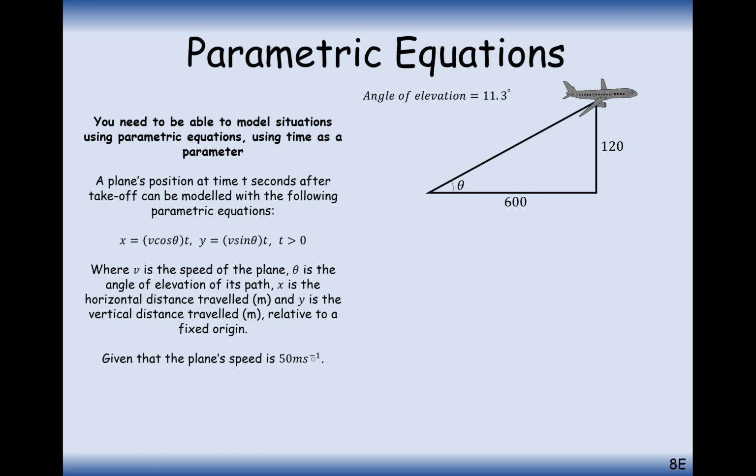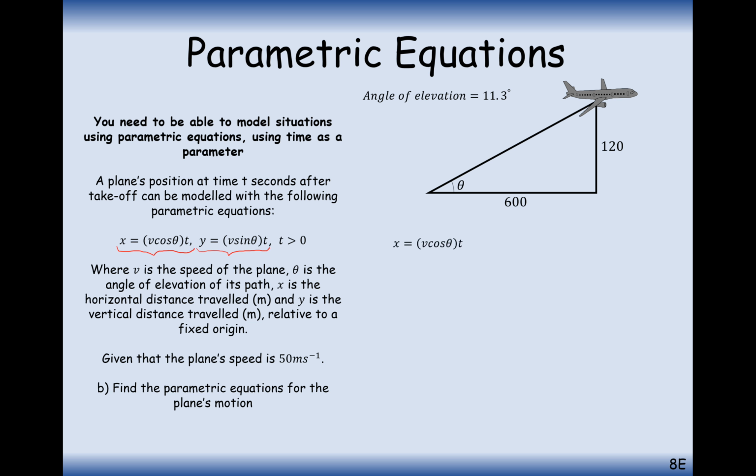Given that the plane's speed is 50 meters per second, find the parametric equations for the plane's motion. That just means plug in the v and the theta values into your parametric equations. So if x equals v cos theta t, then substitute in your v value and your angle of elevation, 11.3, and you're going to get x equals 49.0 t. And do the same for y. y equals v sin theta t, substitute in your two values for v and theta, and we're going to get y equals 9.8 t.